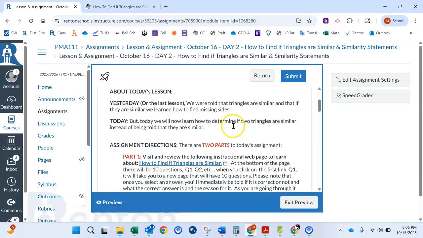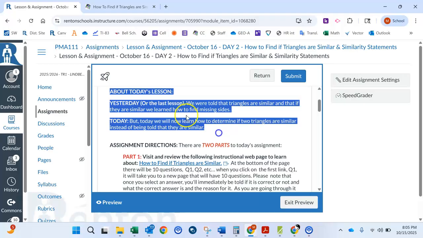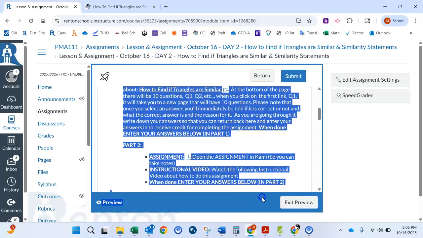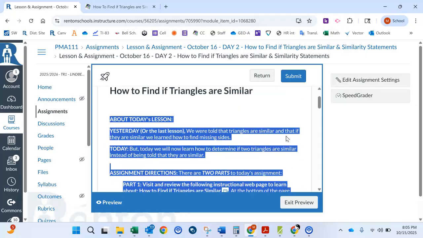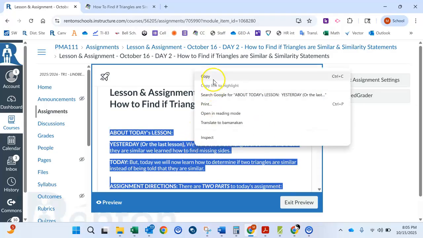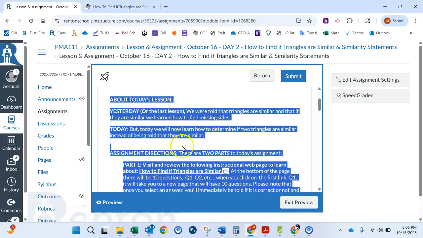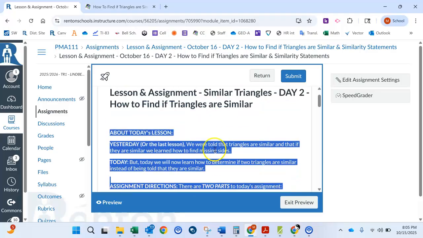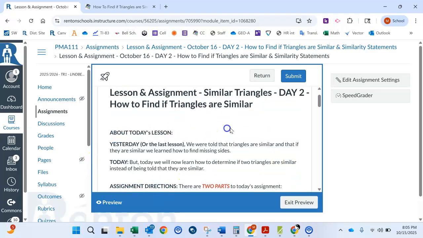Learning about today. So today's lesson, I want to make sure everybody understands this. Please make sure to read this, and if you need to, you can copy all the directions right here and paste them into Google Documents to translate them. Okay, so make sure you do that. It's very important that we read this and understand it.